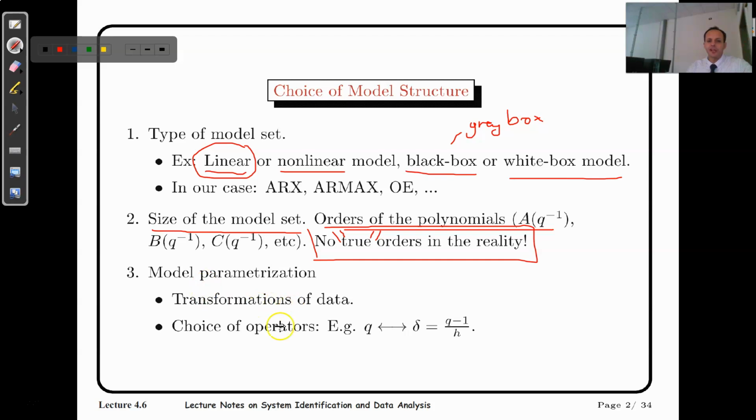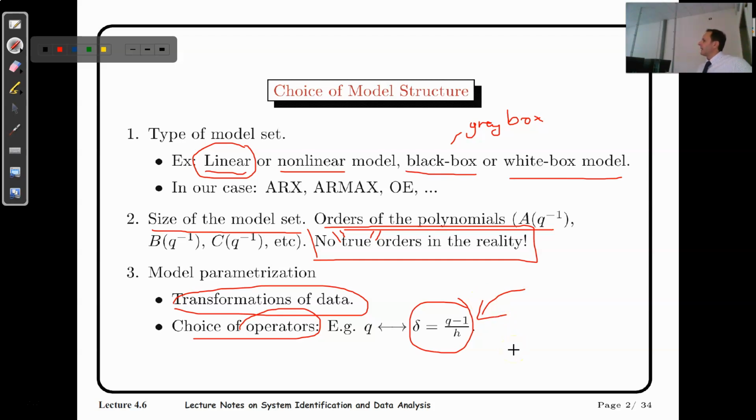Model parameterization: we can, of course, transform the data, we can refilter. Also, there is a choice of the operators. In our case, we are always considering discrete time, but there are some other approaches that allow estimating a continuous time model. It's not our case because we are assuming that we have sampled data, everything in discrete time.